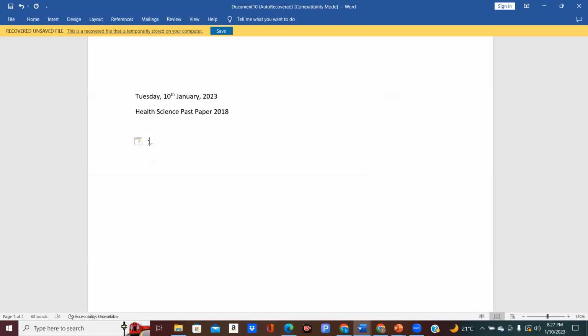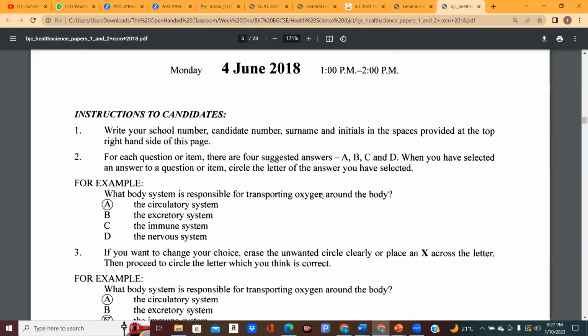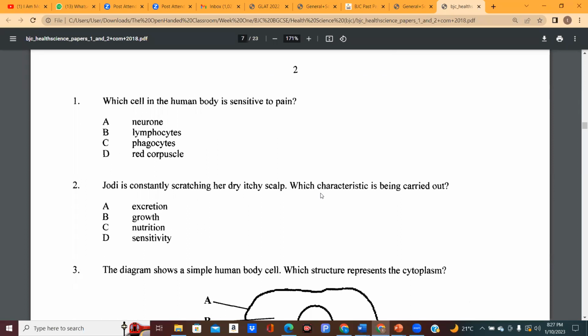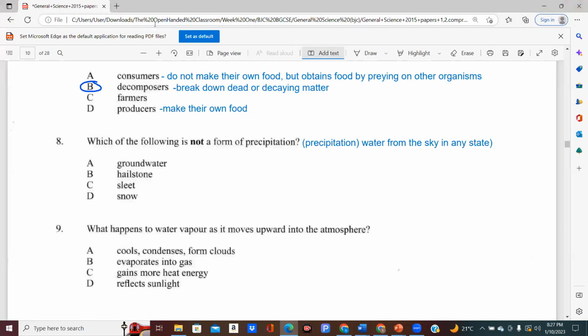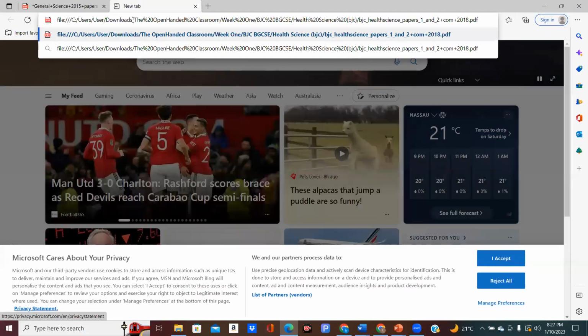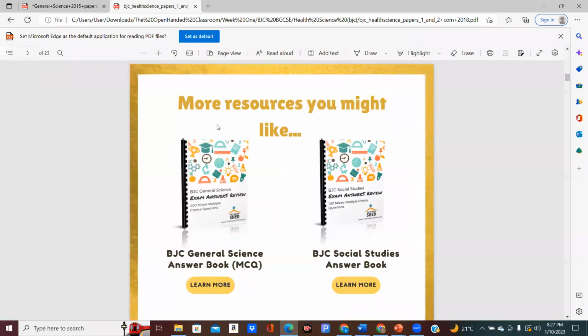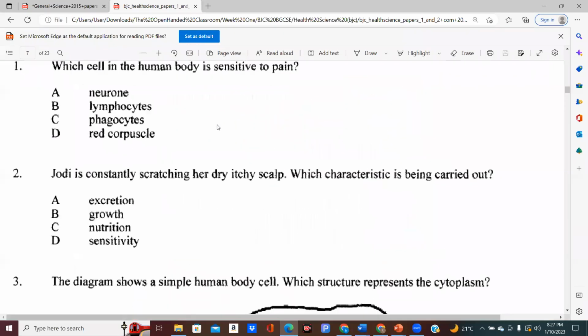Okay, so I want us to begin with question number 1. All right, so it says here, what cell in the human body is sensitive to pain? Is it neuron, lymphocytes, phagocytes, or red corpuscle? Anyone can answer. Sensitive to pain. Would it be the neuron? Why you say neuron? Because I feel like that has to do with senses in the body. Yeah, that's correct. The nervous system, sensing and stuff like that. So neuron is definitely the correct answer.